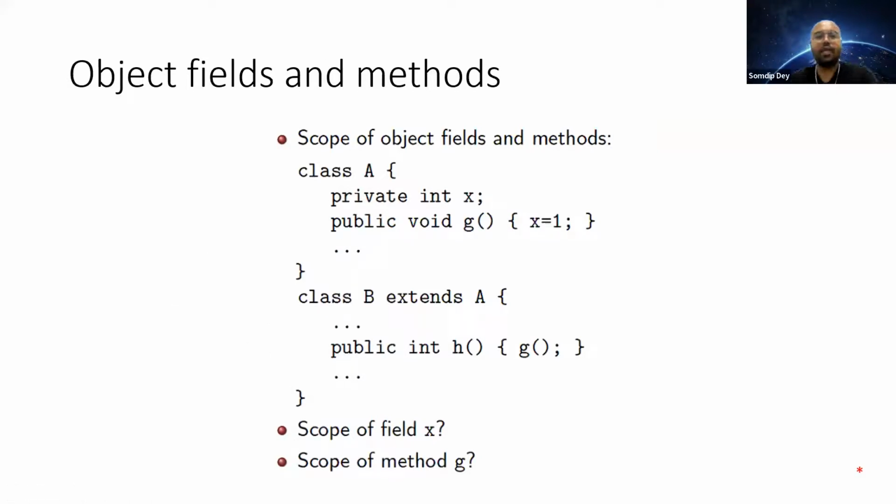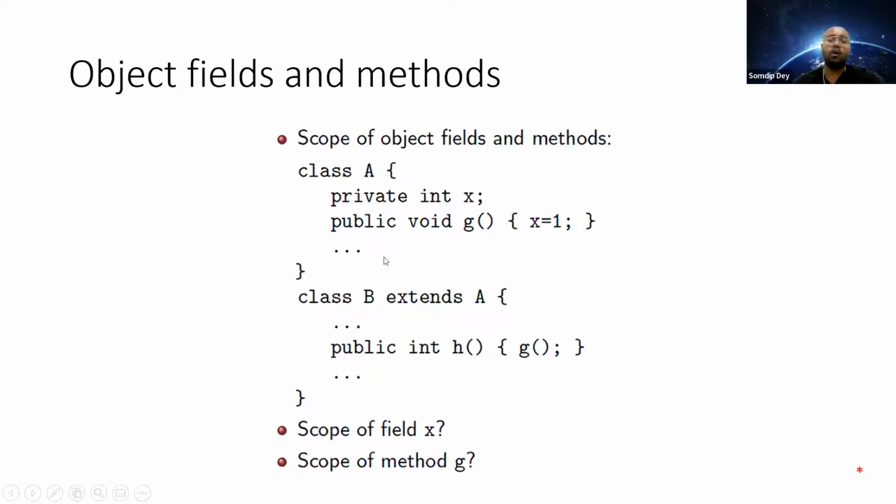So here, let's take this example. We have the scope of object fields and methods. Let's say you define a class called A, where A has the variable X of type integer, and A also has a method G, which has a return type of void. Within G, you use X by defining X equal 1. So that's your class A.